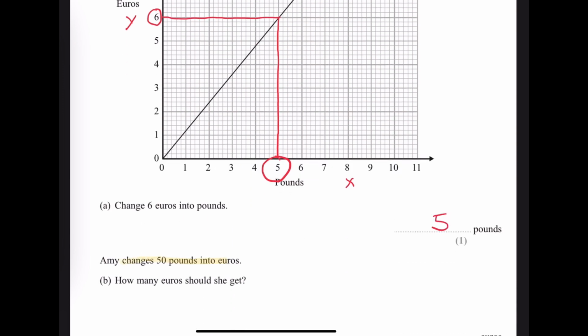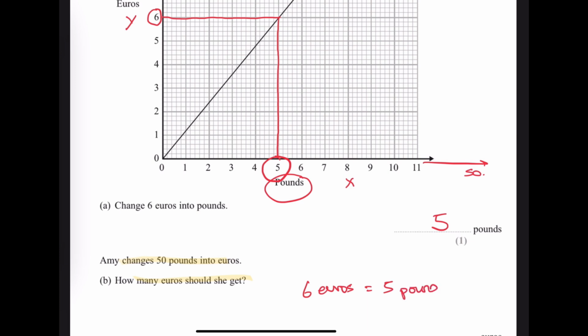B. Amy changes 50 pounds into euros. How many euros should she get? As you can see over here, we do not have 50 pounds, so we can do the same method that we did for part A. We are going to use the graph to find the conversion rate. So we already know that 6 euros is going to be the same as 5 pounds.